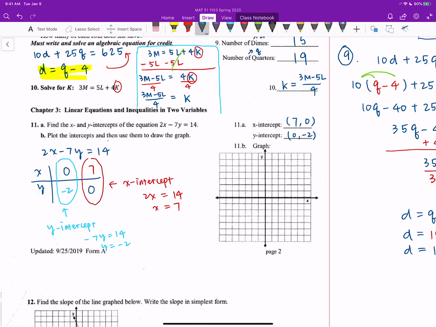Part B, plot the intercepts and use them to draw the graph. So you simply plot those 2 points. 7, 0. On the x-axis, locate 7, 0. 1, 2, 3, 4, 5, 6, 7. So it's right here. That is the 7, 0. Y-intercept 0, negative 2. So we're going to go down 2 times. That is your y-intercept.